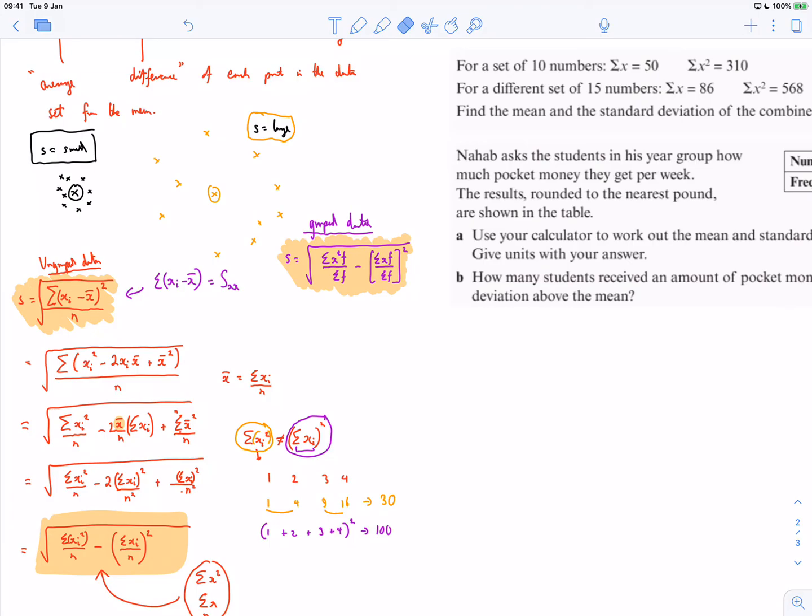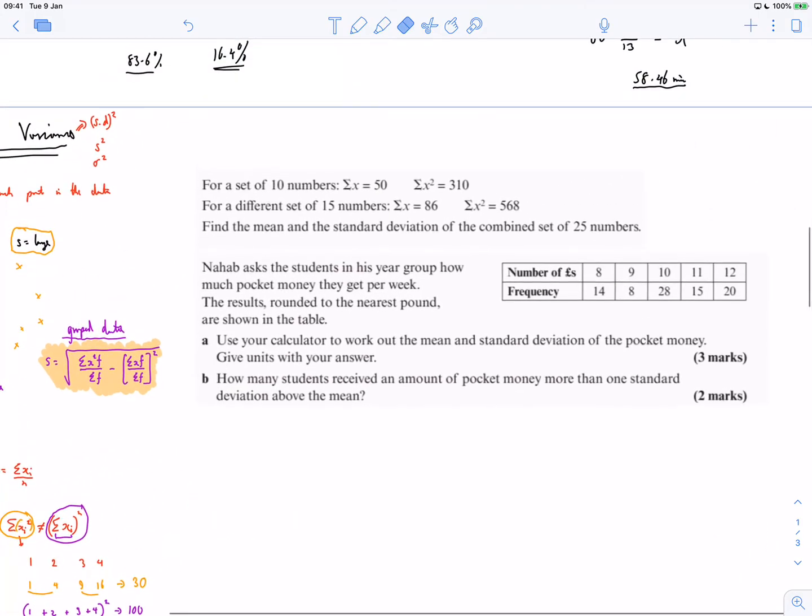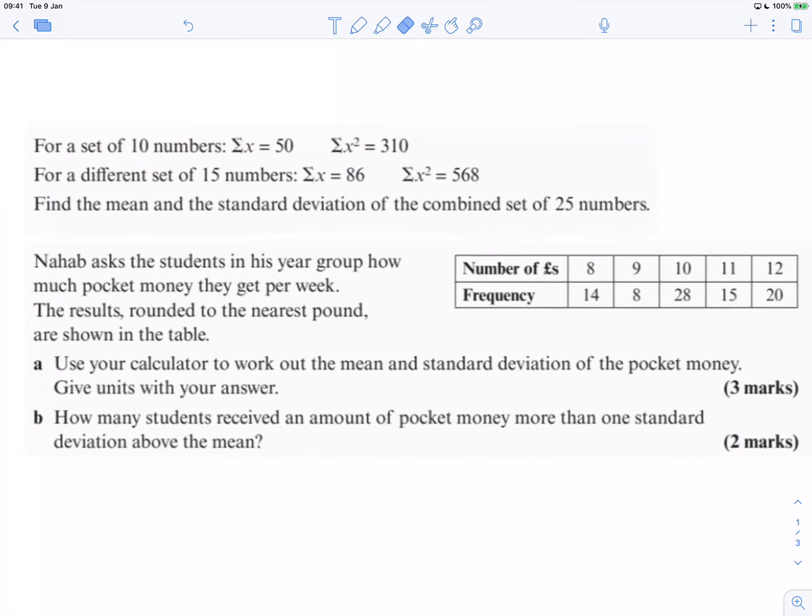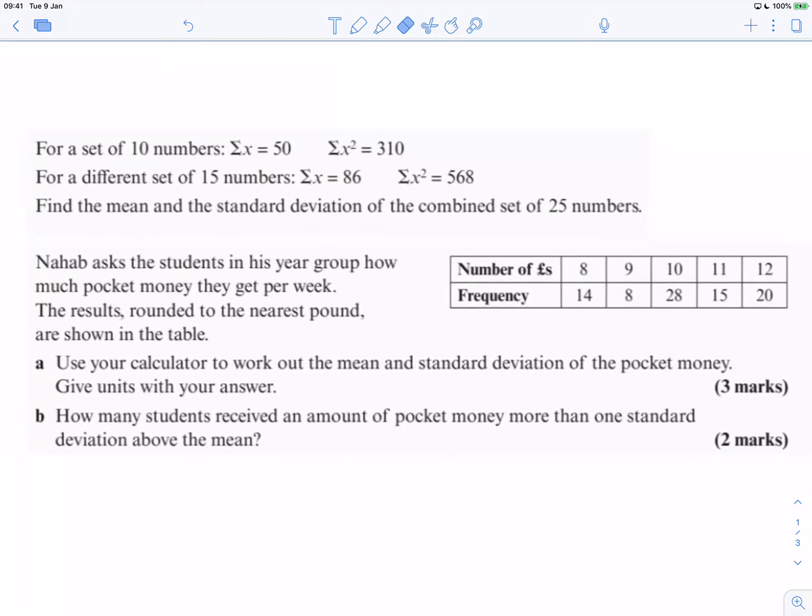Okay, so here are some examples. If you want to pause the video and give it a go yourself, be my guest. Just going to have a little sip.